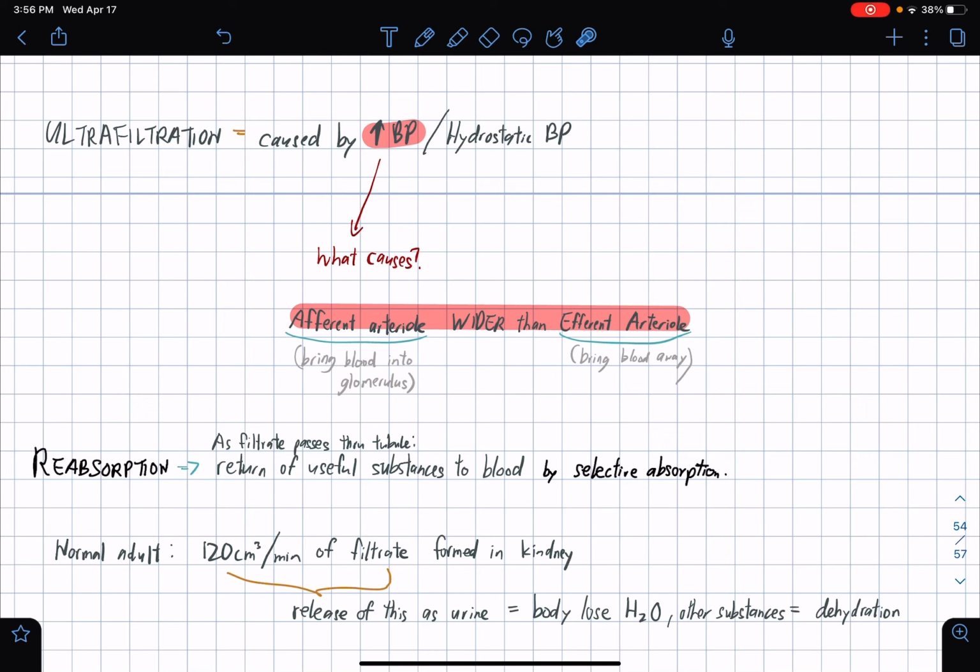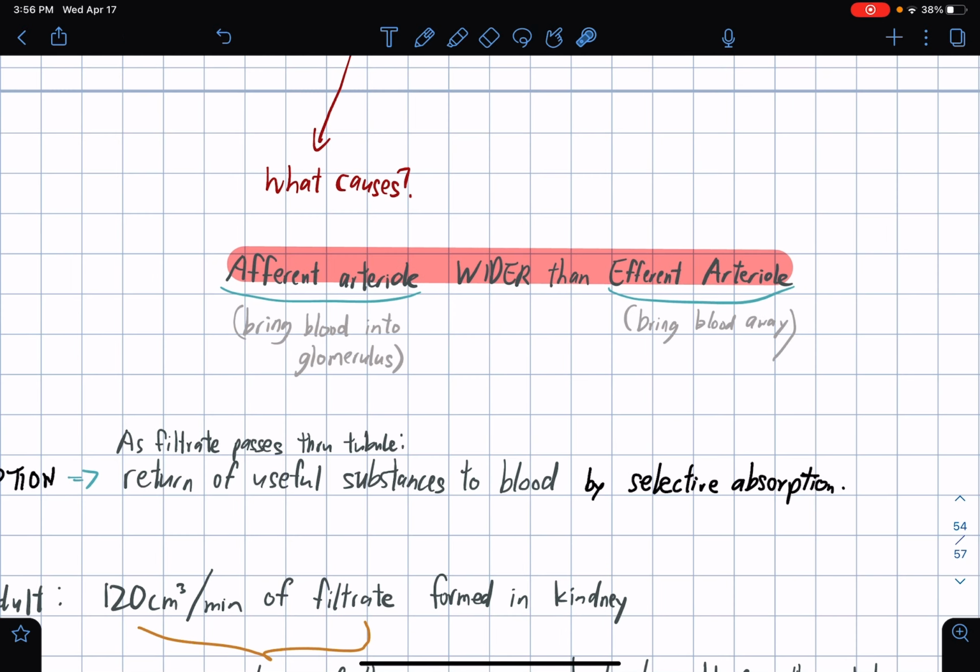Ultrafiltration is caused by high blood pressure, or in other words, hydrostatic blood pressure. What causes the high blood pressure in the first place? Basically, the afferent arteriole is wider than the efferent arteriole. What is the afferent arteriole? It's responsible for bringing blood into the glomerulus. The efferent arteriole is responsible for bringing blood away.